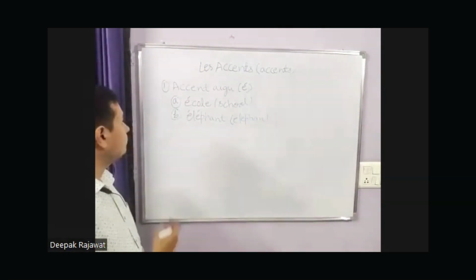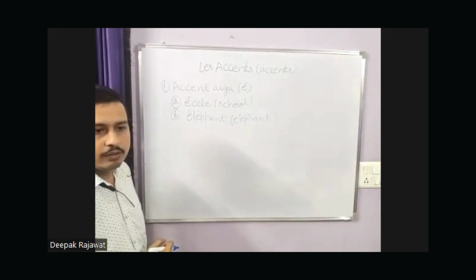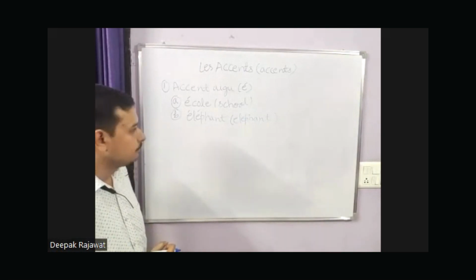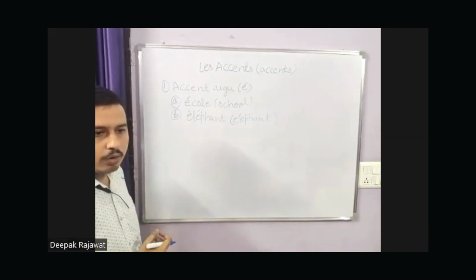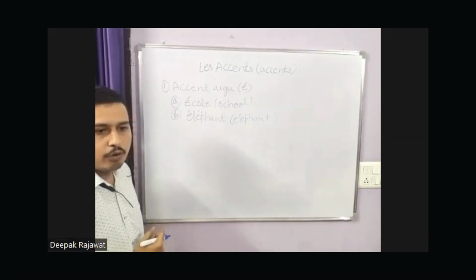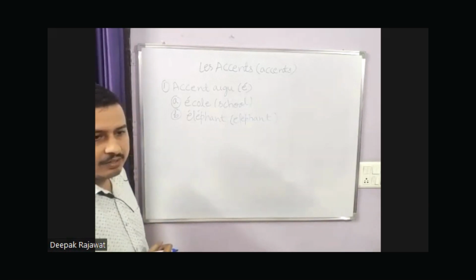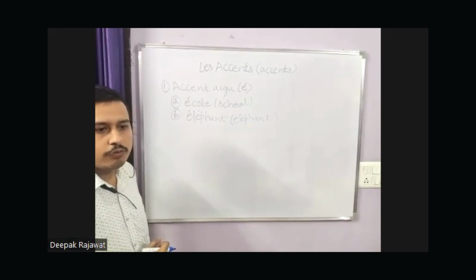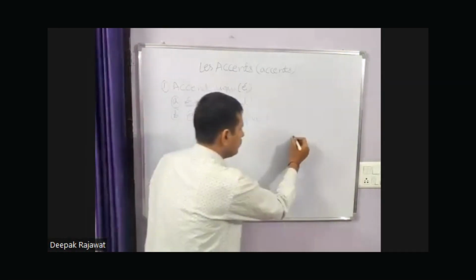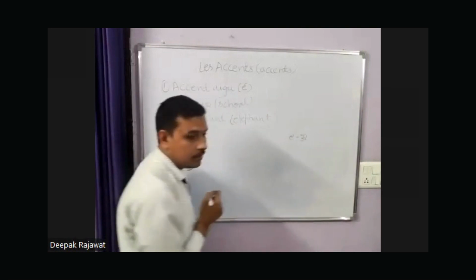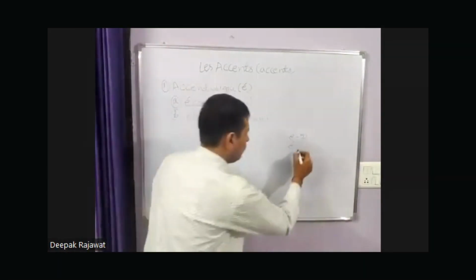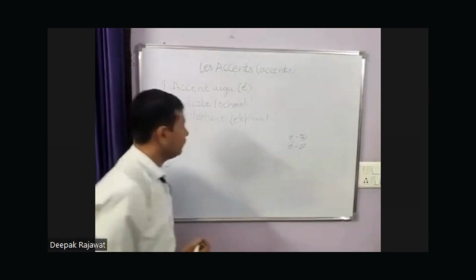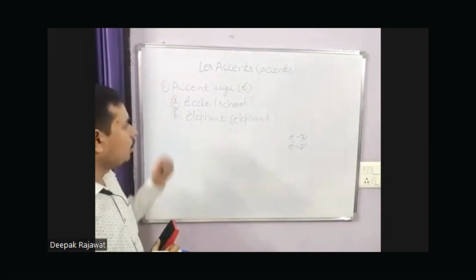So we have taken first accent aigu. This we put on letter E. And we have done two examples. École is school, and éléphant is elephant. So this accent changed the pronunciation of letter E. Letter E is eh, but when we put this accent, it becomes é. École, éléphant.